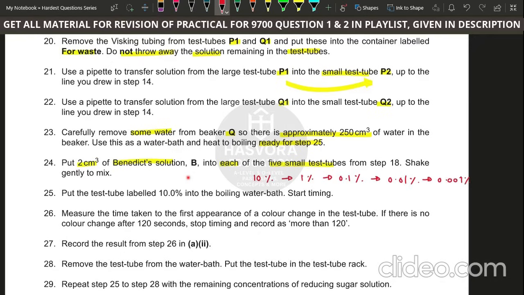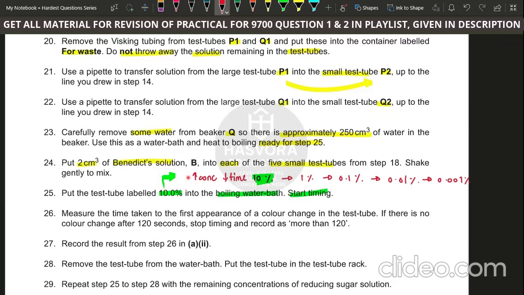Okay, so put the test tubes labeled 10 cm cube into the boiling water bath. Start the timing. Now the 10 cm cube is actually the highest concentration, and why are we timing it first? Actually, we time it first because I told you that the higher the concentration, the less time is taken for the color change.